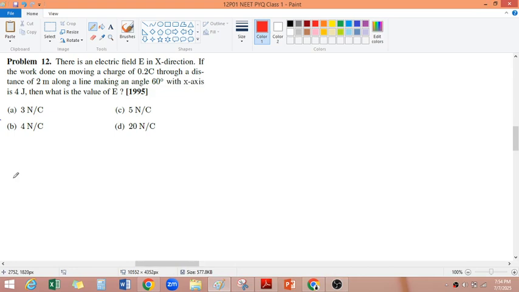There is an electric field E in x direction. The work done on moving a charge 0.2 coulomb through a distance of 2 meter along a line making an angle 60 degree with the x-axis is 4 joule. Then what is the value of E? So that means electric field is in the x direction. Let's make a drawing here. This is your x direction. Line making an angle 60 degree means like this.